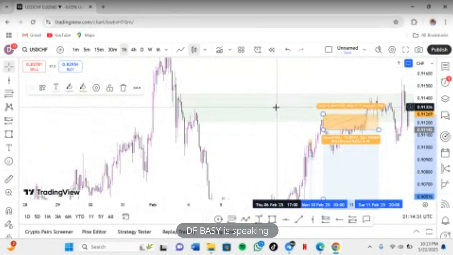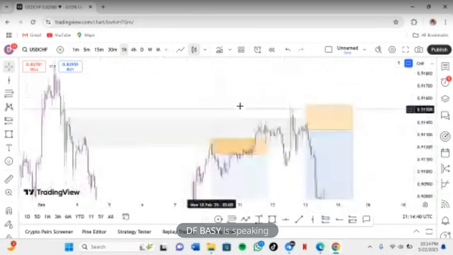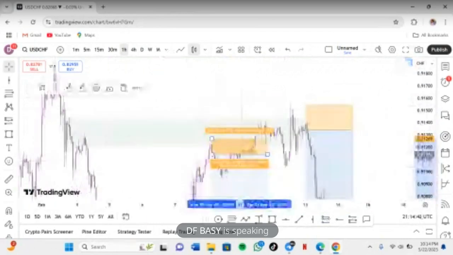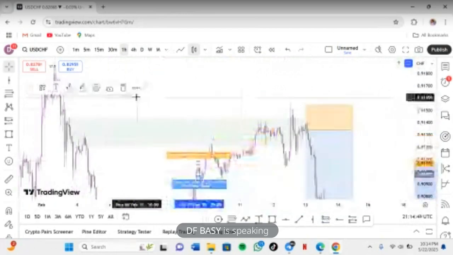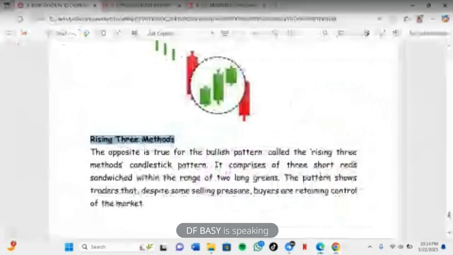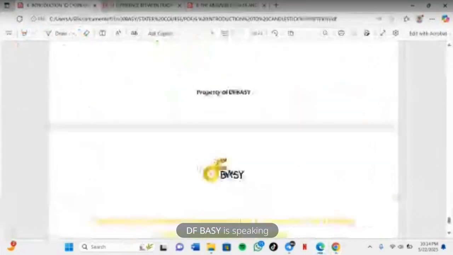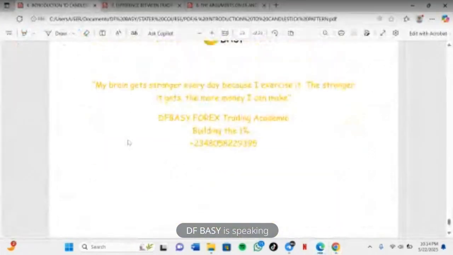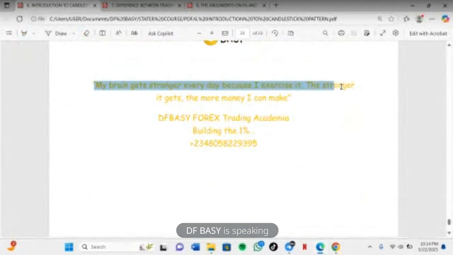You will see them everywhere in the market. But the only way they can perform their specific function is if you find them at strategic points, which the market is keen to respect. So that's that as far as that is concerned. You guys can read through. Remember, your brain gets stronger every day because you exercise. The stronger it gets, the more money you can make. All right.